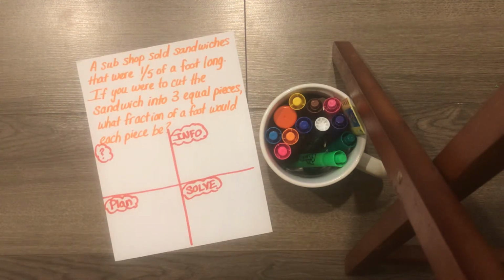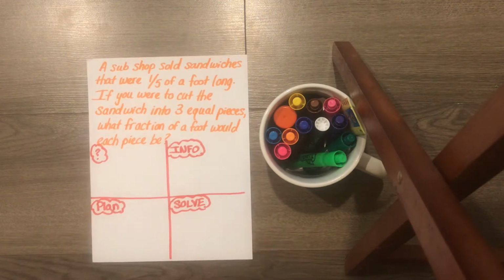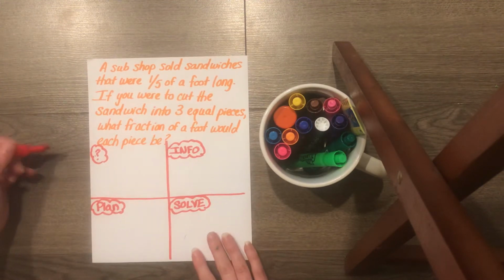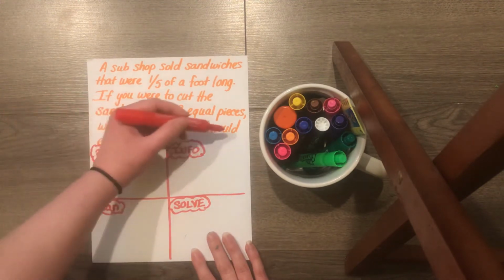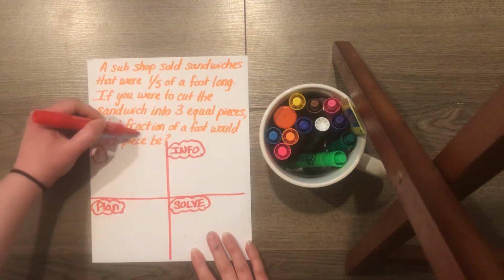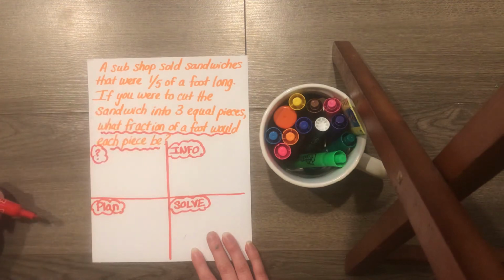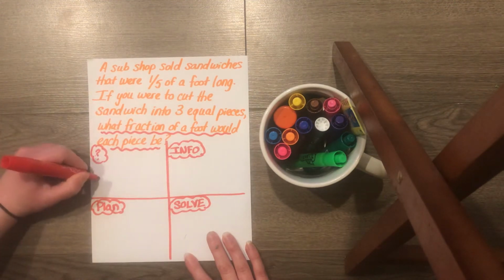So let's take a look at this word problem. It says a sub shop sold sandwiches that were 1/5 of a foot long. If you were to cut the sandwich into 3 equal pieces, what fraction of a foot would each piece be? Well, first and foremost, what is the question asking? I'm going to go back into my text, and it looks like, what fraction of a foot would each piece be? So I'm going to write that down.